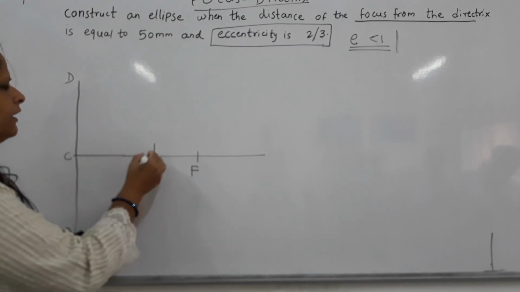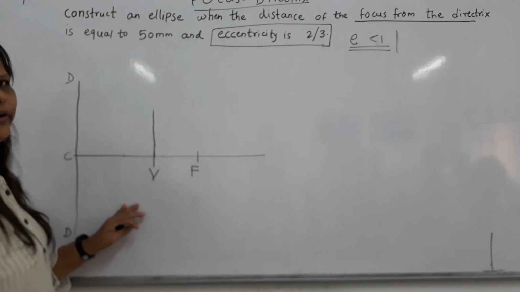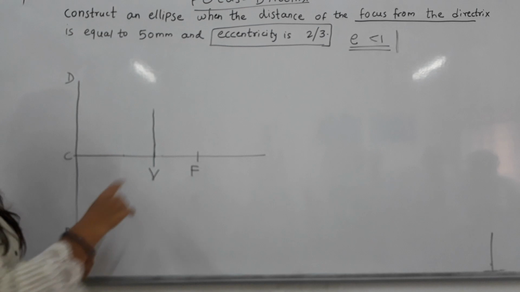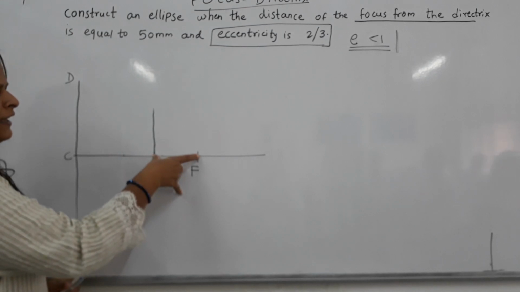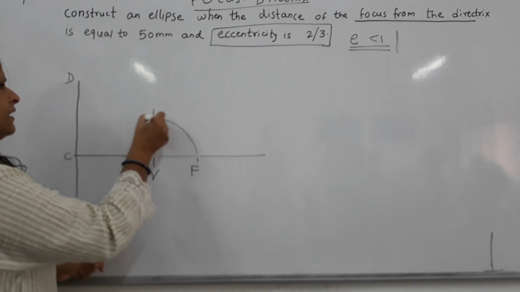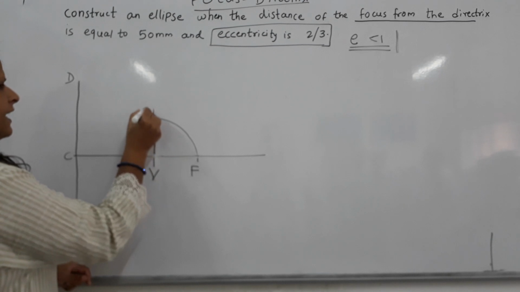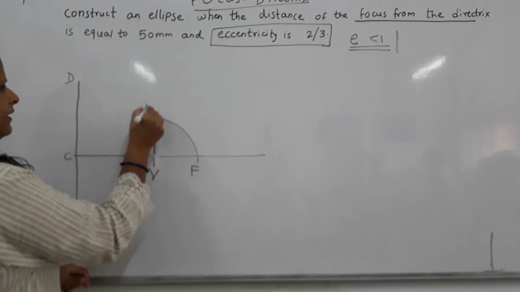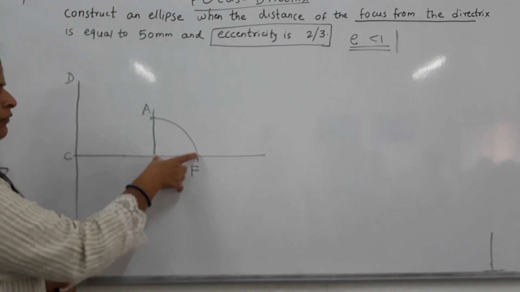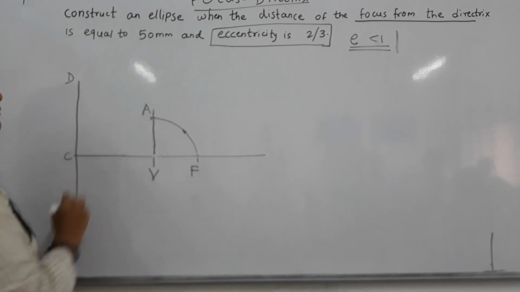Now listen carefully. From V, we will draw a vertical line. From V, we will draw a line parallel to the directrix. Then we take the distance VF in the compass and cut the arc. We have done the construction in class also. Do you remember this? So this point is point A. How did we get point A? Take the distance equal to VF and cut the arc till it cuts the vertical line. And then we get A.